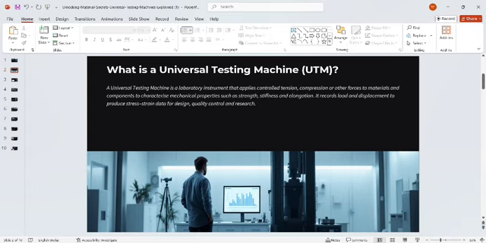So what is a universal testing machine? A UTM is a laboratory instrument that applies controlled tension and compression, or maybe other forces, to the material on which we are doing our experiments, like tension or compression on the experimental specimen, to get the required data like mechanical properties: tensile strength, stiffness, elongation, modulus of elasticity, and so on. Let us see the image of the universal testing machine. With this machine, we are going to conduct the experiment.